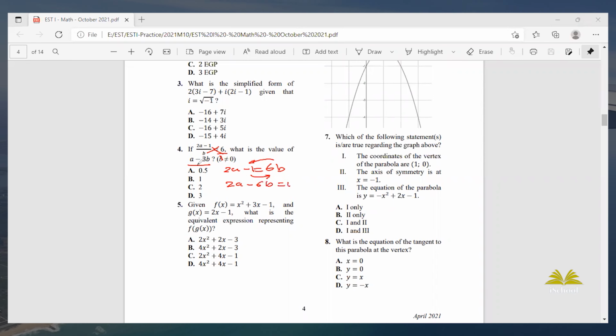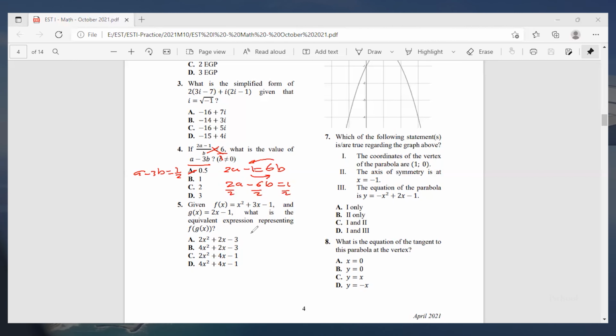When we look at the question, we have a minus 3b. So there is a relation between this equation and this equation. If you divide all of this equation by 2, you will get a minus 3b equals half, and we know that half is 0.5.